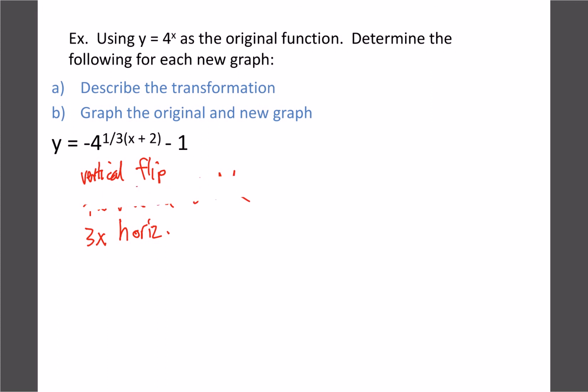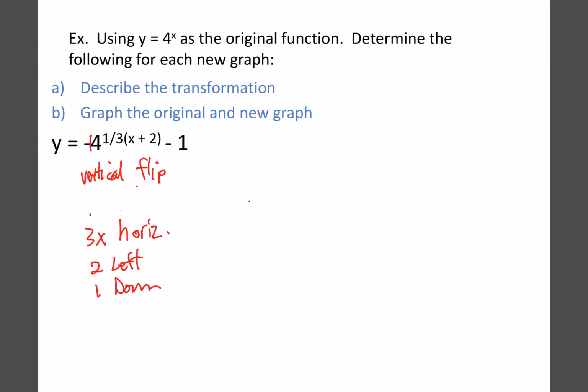So we wouldn't have any stretching because the number in front of the base would actually be -1. So that's just our vertical flip. So vertical flip, 3 times horizontal. We got 2 left and 1 down.